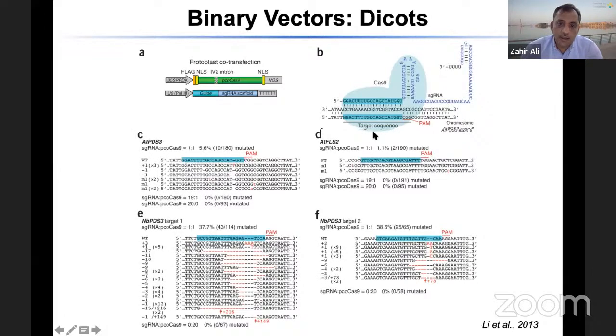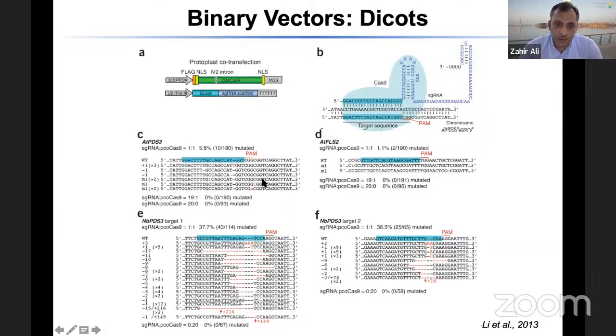Then it was confirmed how these systems work in the two different organisms. They used two targets in Arabidopsis, AtPDS and FLS2. Here you can see that the system shows only 5% editing, and here just 1%. But when the same system is used in the tobacco system, you can see that the efficiency is very high in both targets. This means that we should be very careful about designing the vectors for the CRISPR-Cas system.